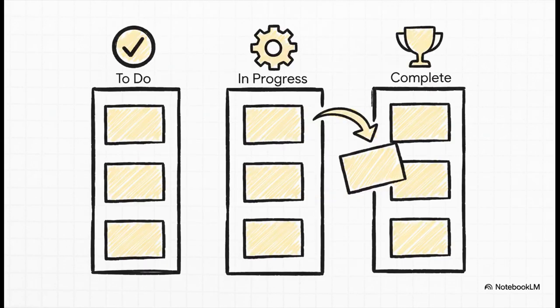But if you're a visual thinker, you are going to love the board view. This turns your statuses into columns, kind of like a Kanban board. You can literally drag and drop your tasks from to do over to in progress and then to complete. It's just a really satisfying way to see your work move forward.